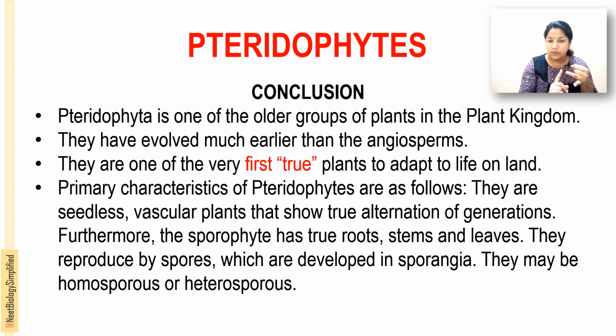plants. They are vascular plants that show the alternation of generation in the life cycle. The sporophytes have true roots, stems and leaves, and on the sporophyte they produce the spores in the sporangium. Okay, in the sporangia, the plural of sporangium, the spores may be either homosporous or heterosporous that develop into gametophyte. Then the male and female gametes are released. From there they fuse to form the zygote, embryo, then sporophyte. These are about the pteridophytes.